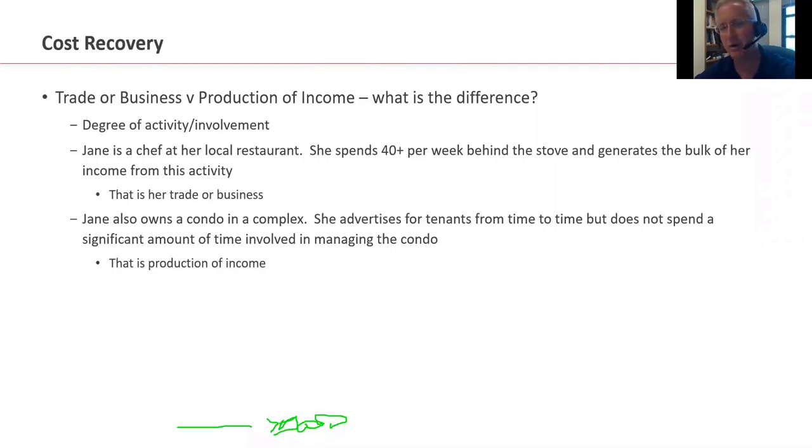But Jane also owns a condo. Let's say she owns a condo in PB, right? And she advertises for tenants from time to time, but frankly doesn't spend a significant amount of her time managing the condo, right? When she needs a new tenant, she has to spend a little time. If the toilet breaks, she's got to call a plumber, but she doesn't really spend the majority of her time there.